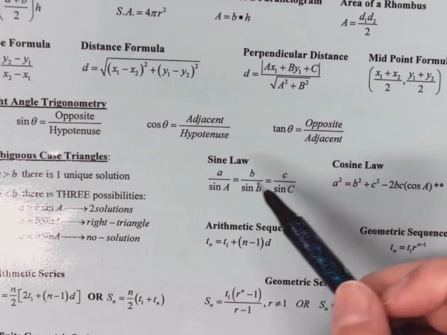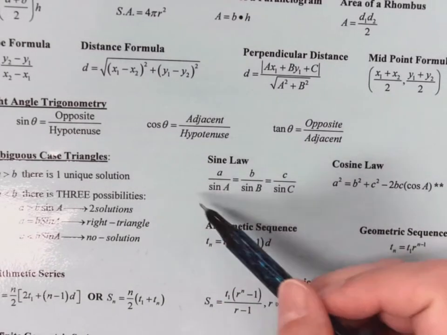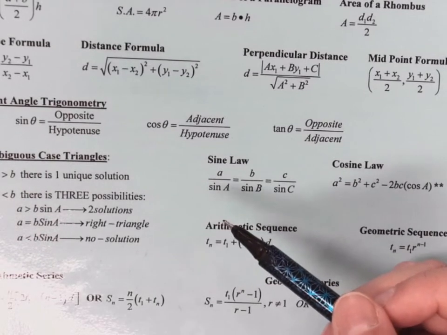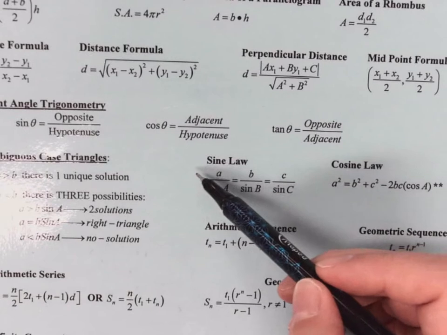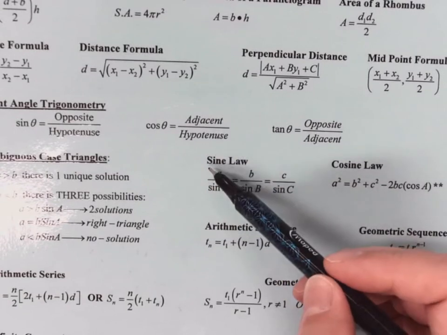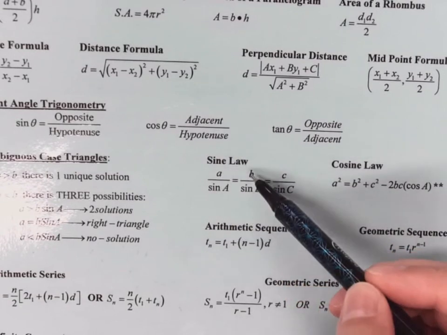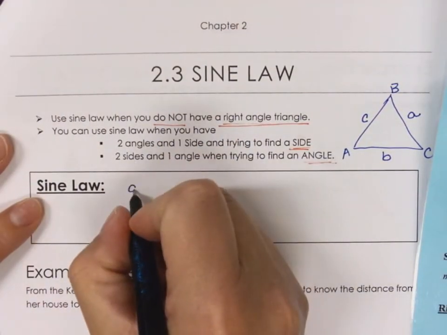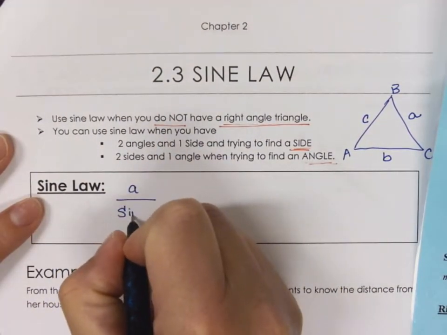You may see sine law with all the angles on top and all the sides on bottom. It's the exact same thing. It doesn't really matter. So depending on if you're looking at a website or a video, they may switch these, but they have to switch them on all of them. Okay. So we've got A over sine A.